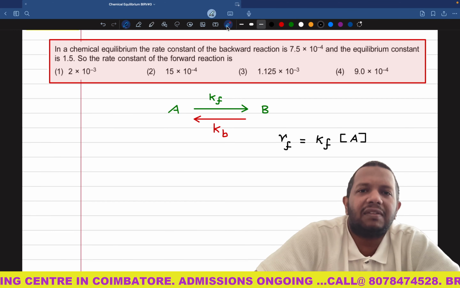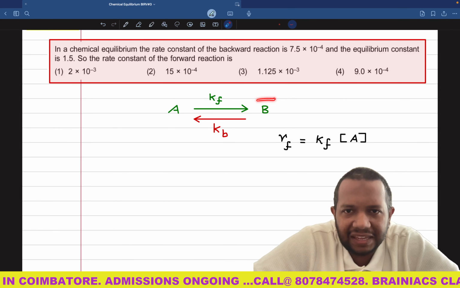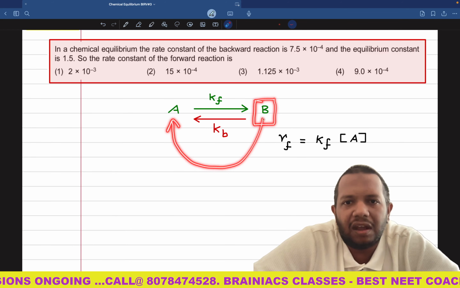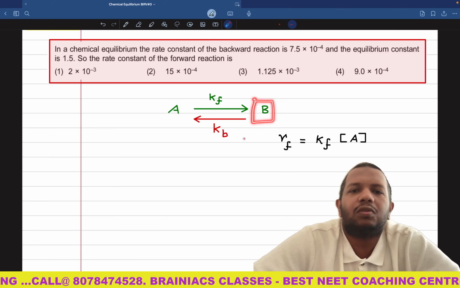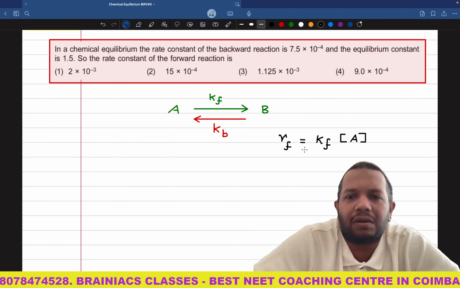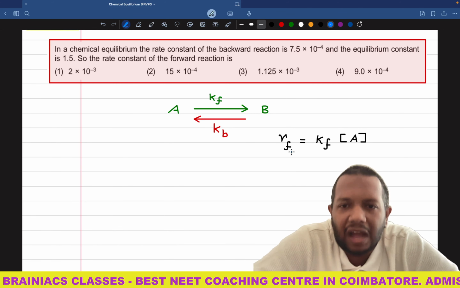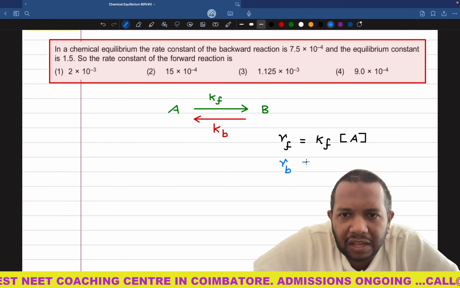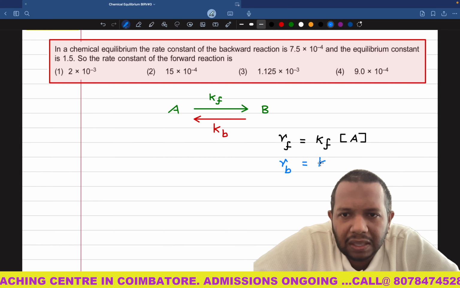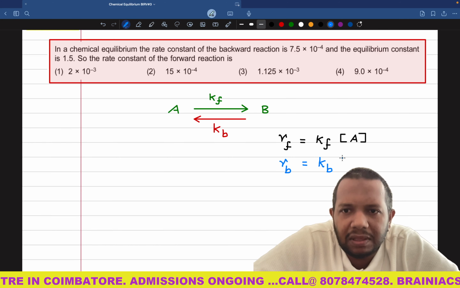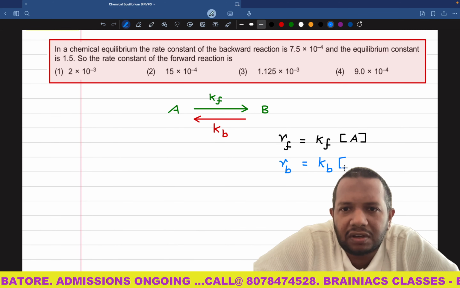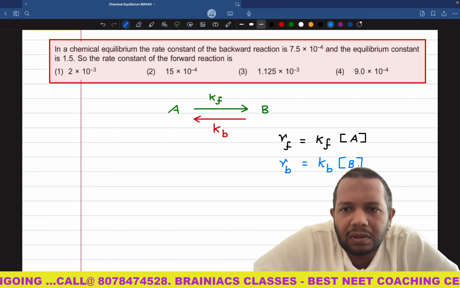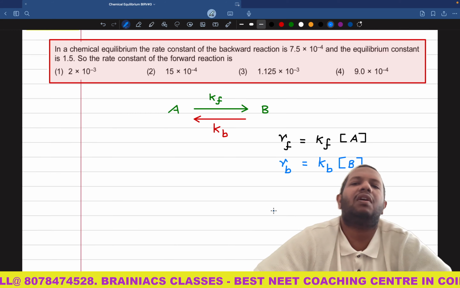Now when the reverse reaction is happening, B is getting converted to the product A. Now the reactant is B. So how will you write the rate equation for the backward reaction? Rb, that is the rate of the backward reaction, is equal to Kb into concentration of B.